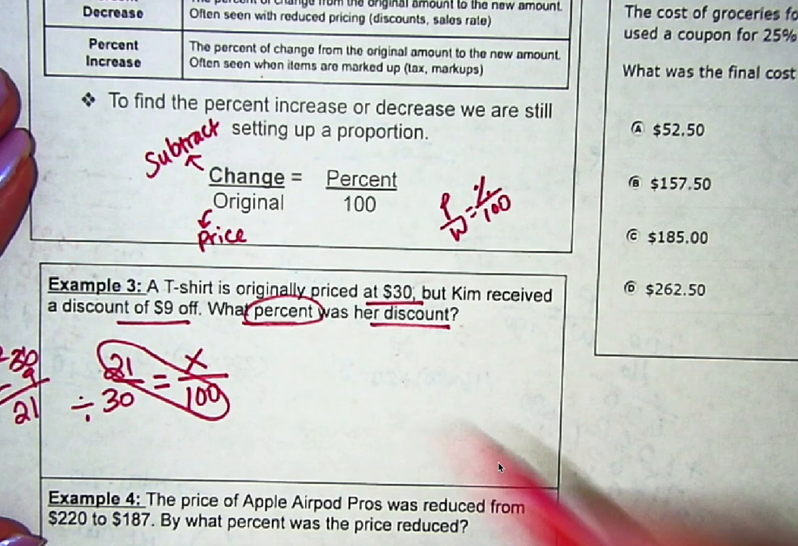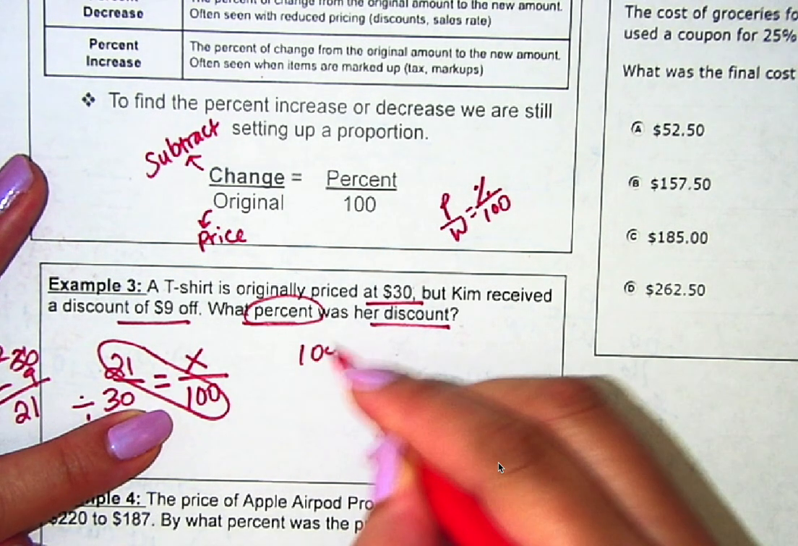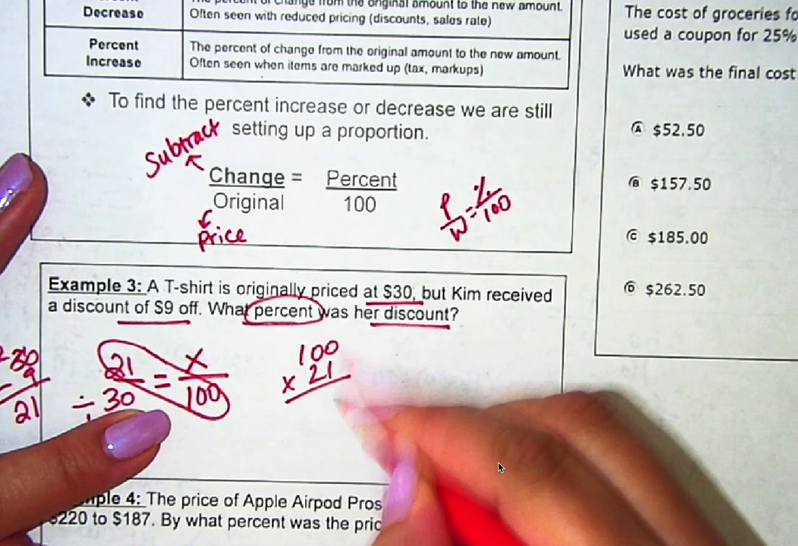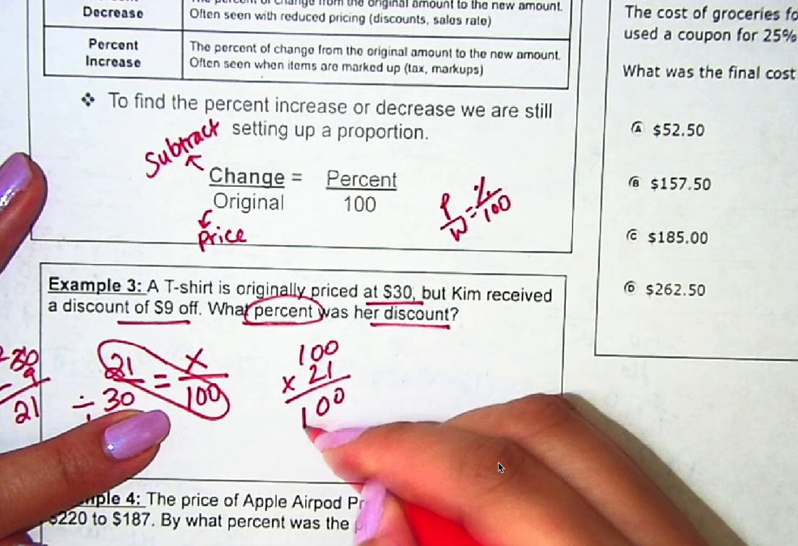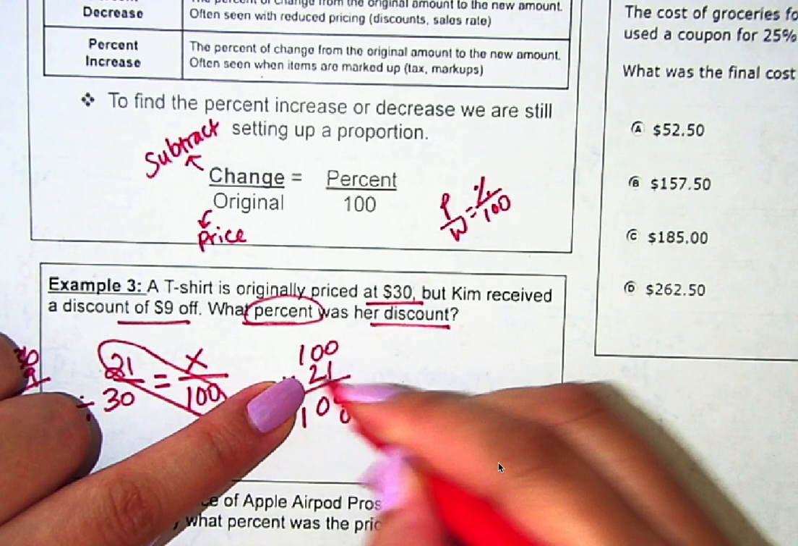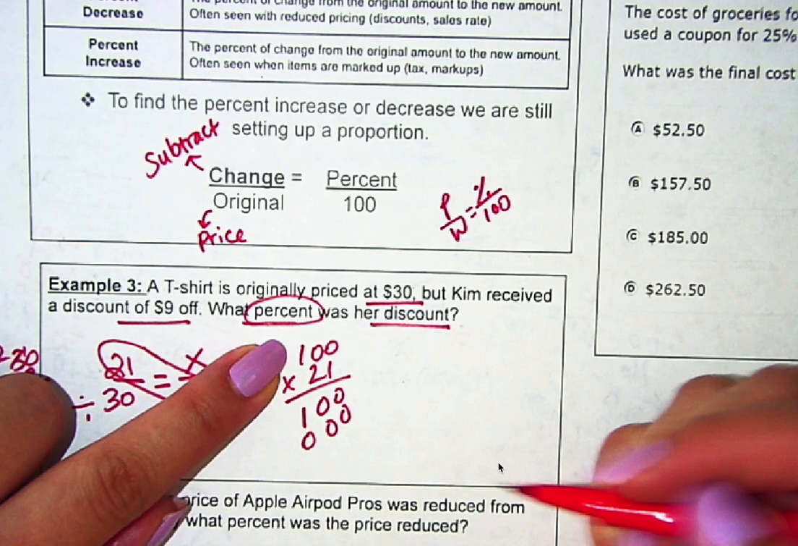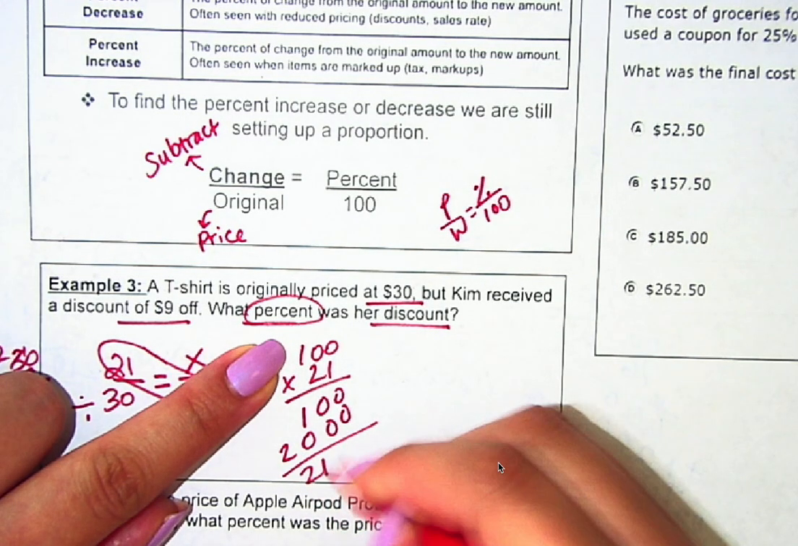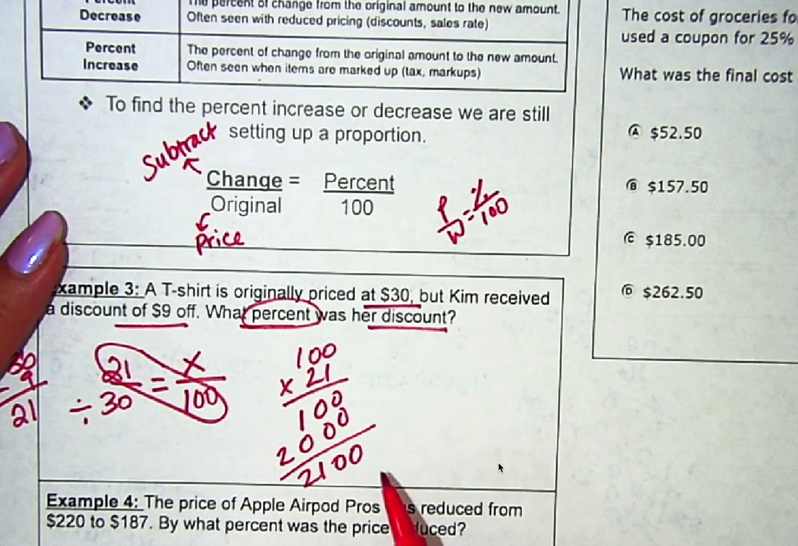Okay? So let's go ahead and multiply those two numbers. 100 times 21. 1 times 0 is 0. 1 times 0 is 0. 1 times 1 is 1. Working on my second digit, 2 times 0 is 0. 2 times 0 is 0. And 2 times 1 is 2. Okay, so we got 2100.